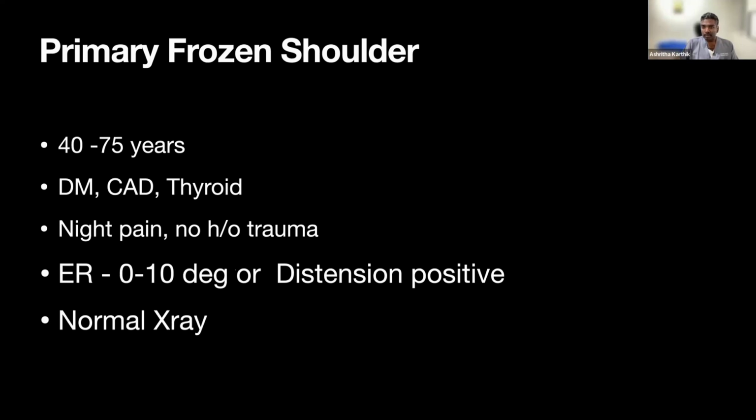So the most important thing is to clinch the diagnosis of primary frozen shoulder. So how do you do it? How do I do it? A 40 to 75-year-old patient walking in, complaining of night pain, no history of trauma, diabetic, other histories. So for me, the clinching diagnosis comes from external rotation. If the patient has external rotation of 0 to 10 degrees, or a positive distension test, I'll tell you what the distension test is, and a normal X-ray, it's most likely frozen shoulder.